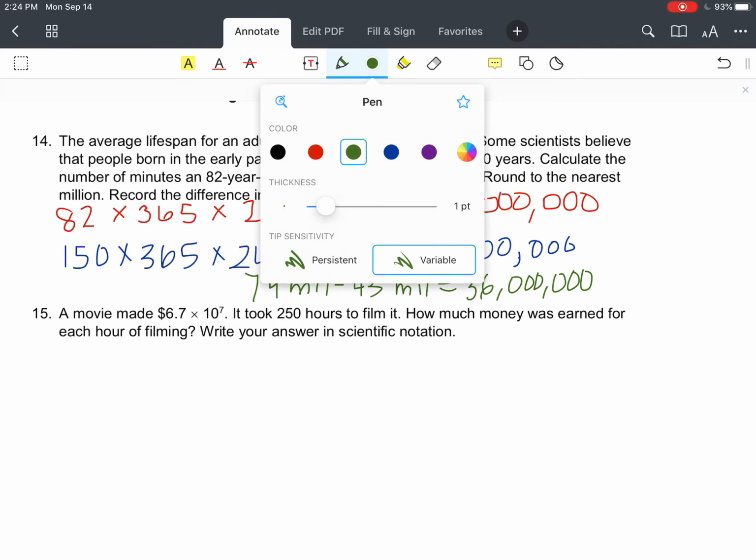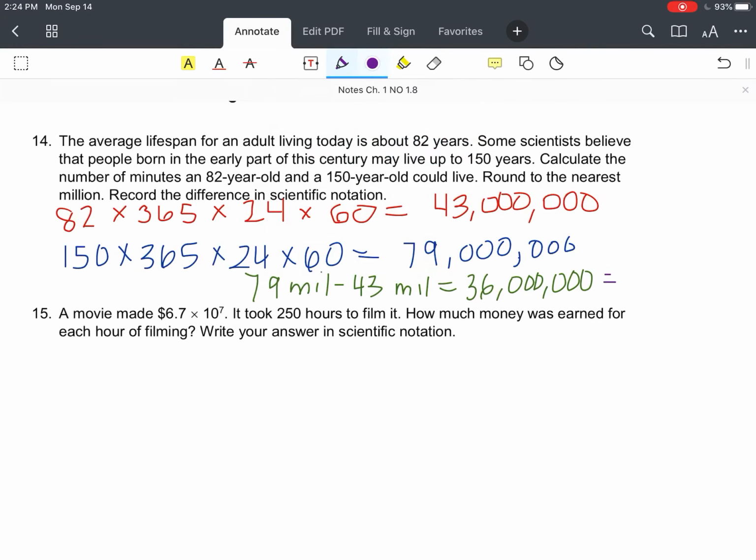So to write this in scientific notation, remember you want to put one number out in front, so it's going to be 3.6 times 10 to the, well, if my decimal is in between the 3 and the 6, I would count 1, 2, 3, 4, 5, 6, 7. So it's going to be 3.6 times 10 to the 7th. That's the difference in how many minutes an 82-year-old versus a 150-year-old would live, which is actually pretty incredible if you think about it.